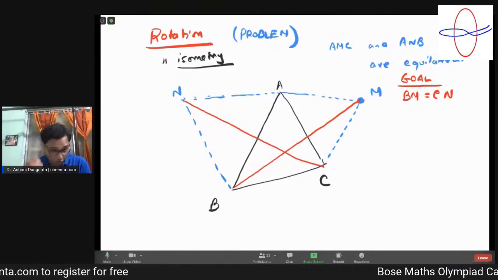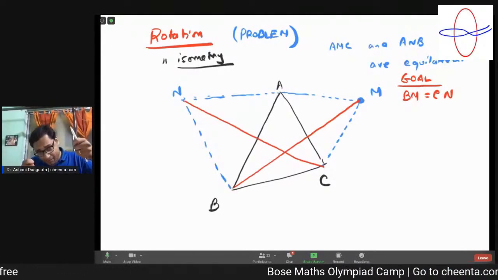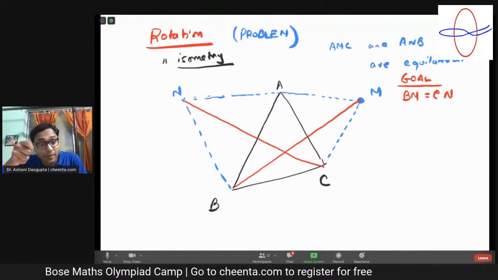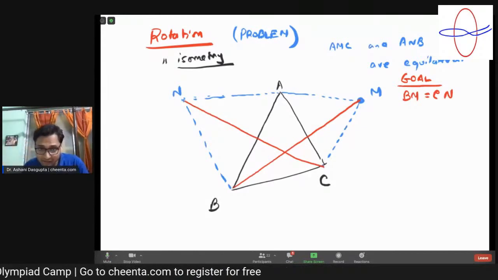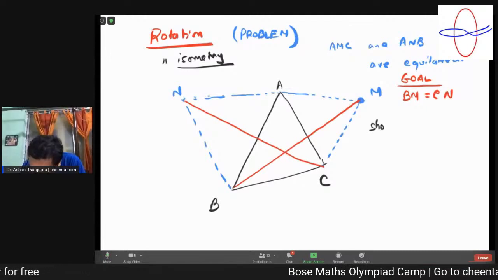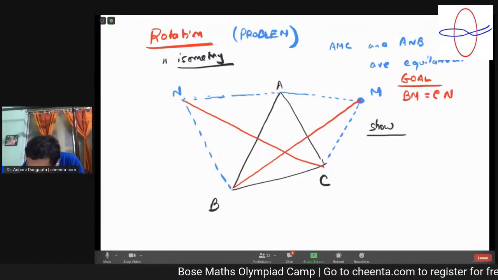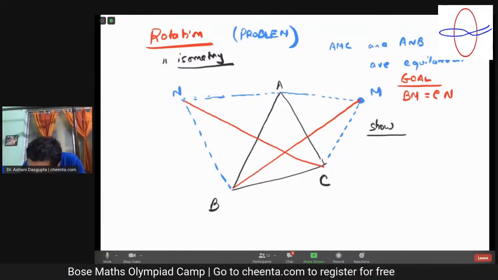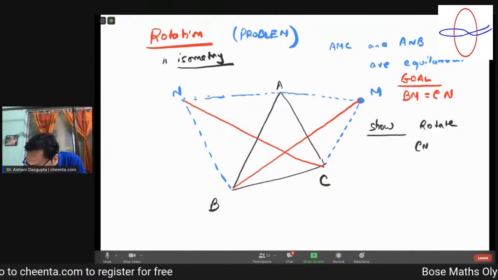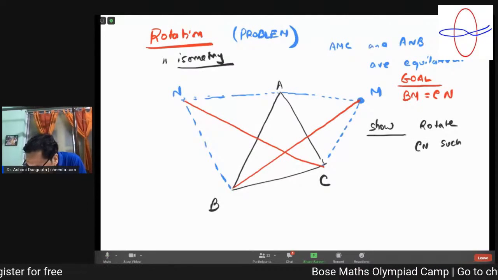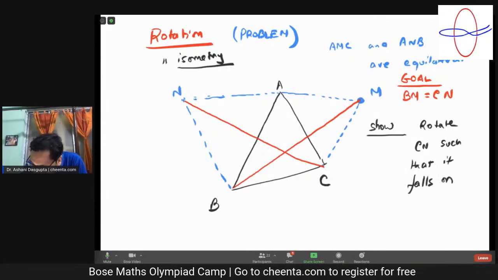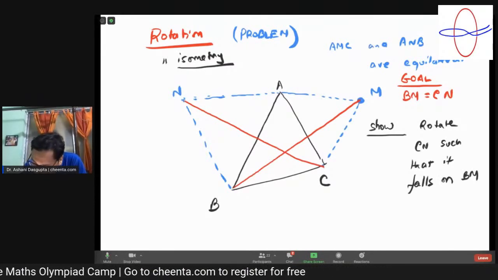So if you can show that CN can be rotated to BM, then you would be done. So this is the goal. Show that it is possible to rotate CN such that it falls on BM exactly.